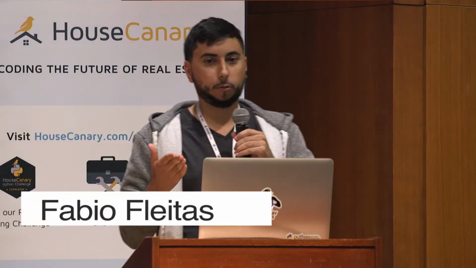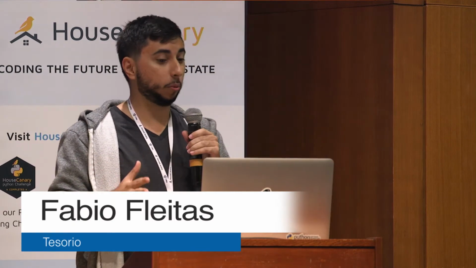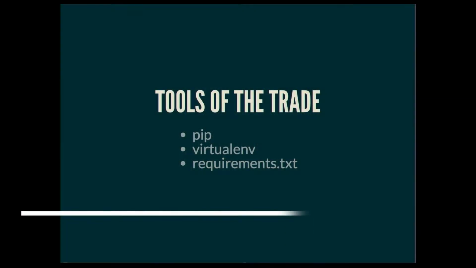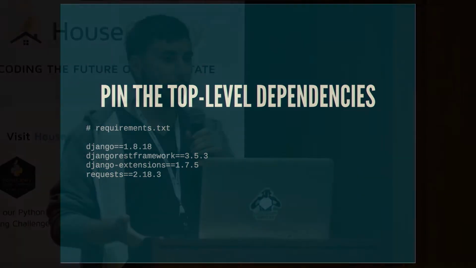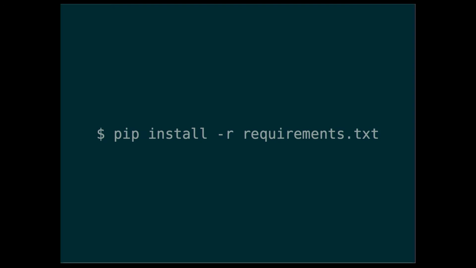One of the things that I'm going to just assume that everyone is familiar with is the tools of the trade. So pip, you're using virtualenv to manage your virtual environments, and obviously your requirements.txt to put your pinned dependencies. One of the most common ways that people will put their top-level dependencies would be putting their top-level dependencies in a requirements.txt. So if you need a particular version of Django or a particular version of your requests library, you just pin it at the top of your requirements.txt, and then you just run pip install -r requirements.txt.